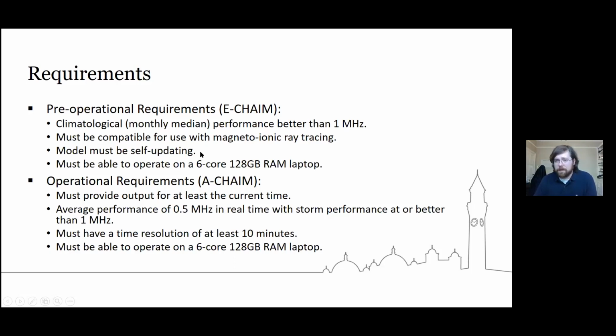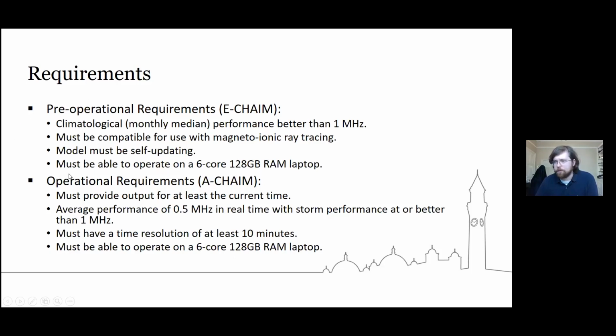The model needs to be self-updating, and that was ultimately because they don't want to have to go looking for indices or whatever to drive the model themselves. They want it to just work, and it must be able to operate on a laptop. This restriction is more relevant to the operational requirement problem, but still something to consider in the pre-operational requirements. So what I'll be talking about today, and what E-CHAIM was mainly developed for, was to meet these pre-operational requirements.